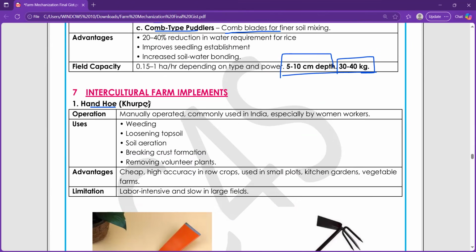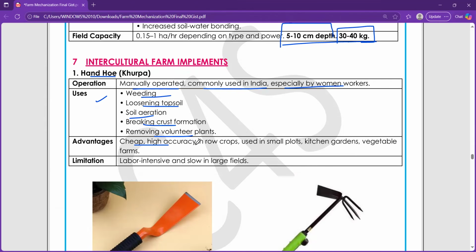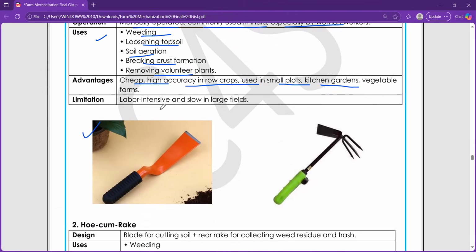We have the hand hoe, which is the kurpa. They are generally manually operated, commonly used in India, especially by women workers. They have different uses like weeding, loosening the topsoil, soil aeration, breaking the crust, and removing volunteer plants. The advantage is very simple: cheap, high accuracy in row crops, used in small plots, kitchen gardens, and vegetables. As you can see, this is the kurpa. The limitation is that it is very labor intensive and very slow in large fields.